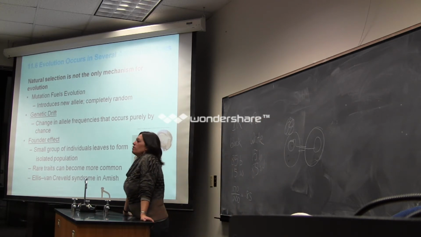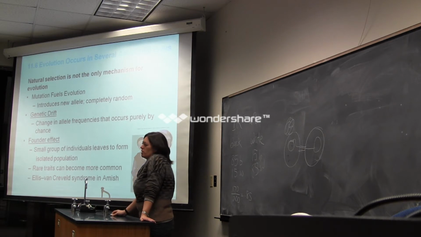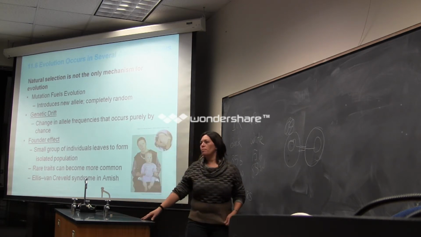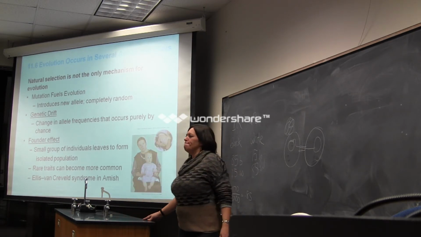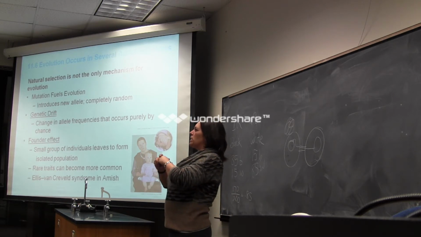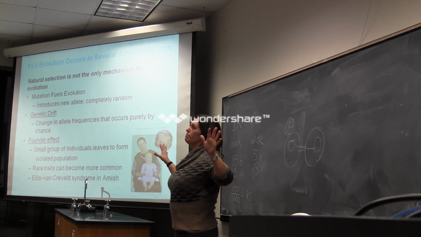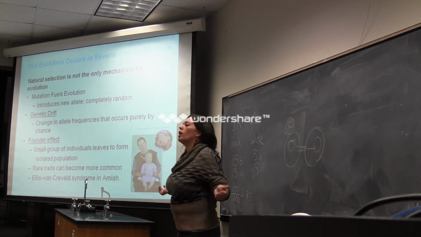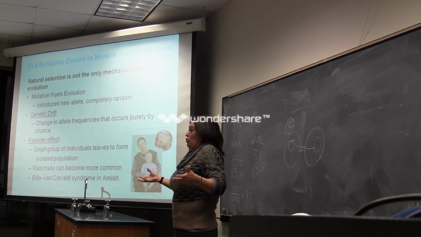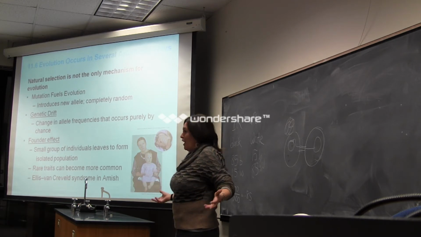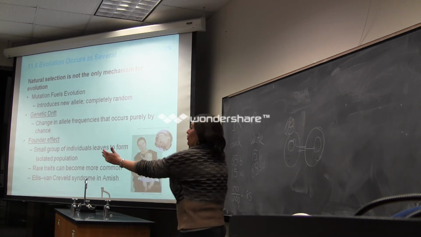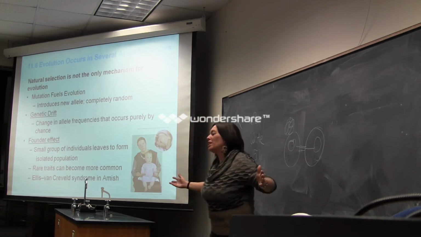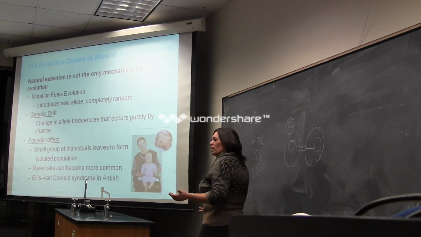Also, the founder effect. I alluded to this earlier. When you have these populations, let's just say there's a huge nuclear war, and everyone in America is dead except for 100 people. Whatever the traits of those 100 people are that are surviving, that's what the new generation, the new population, is going to have.